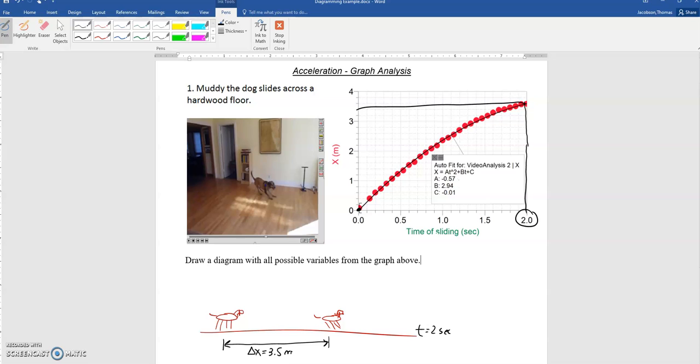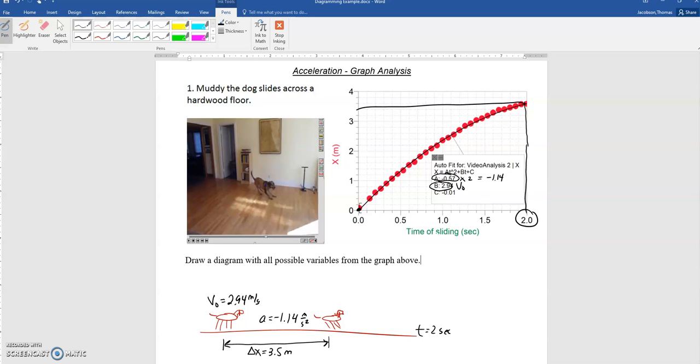Let's see here. The dog, I can tell from A, if I multiply that by 2, it has an acceleration of negative 1.14. So if you remember that coefficient A, if you double it, that's the acceleration. So my acceleration is negative 1.14 meters per second squared. And B represents the initial velocity. So this dog has an initial velocity of 2.94 meters per second.